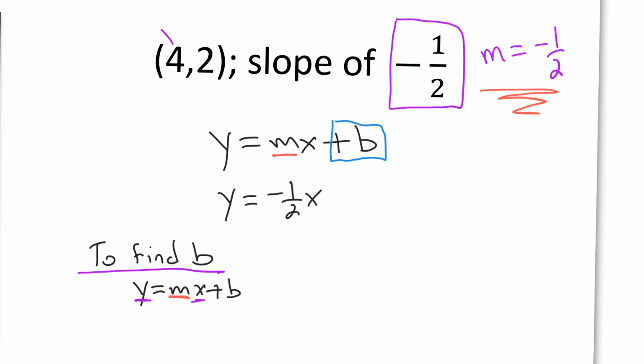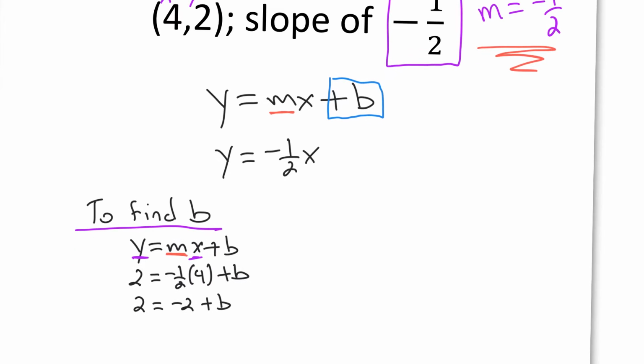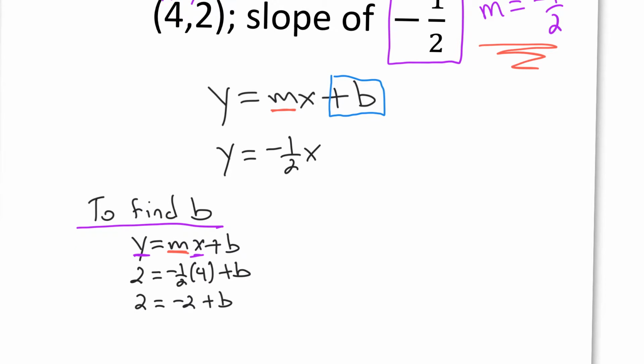We have x and we have the y. So I'm going to substitute the x, the y, and the slope, and then I can solve for b, which is what we are missing. So y is 2 equals m is -1/2, x is 4 plus b. So 2 equals negative 2 when you multiply negative 1/2 times 4. Negative 2 plus b. You guys solve. So I'm going to add 2 to both sides. So 4 equals b. All right, now we know what that number is.